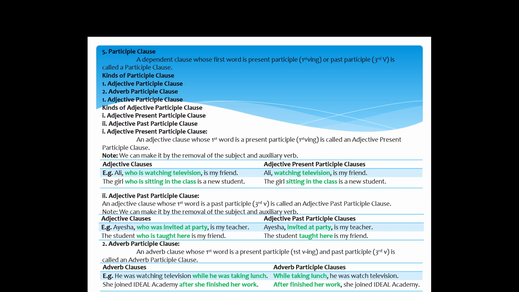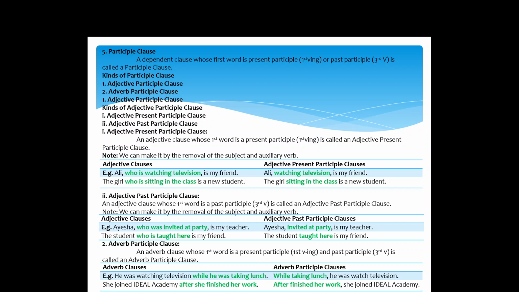I hope it is clear. Kinds of participle clause. There are two kinds of participle clause: first, adjective participle clause; second, adverb participle clause. So first, what is an adjective participle clause? Before we understand adjective participle clause, there are kinds of adjective participle clause. What are those two kinds? Adjective present participle clause and adjective past participle clause. So what is an adjective present participle clause?